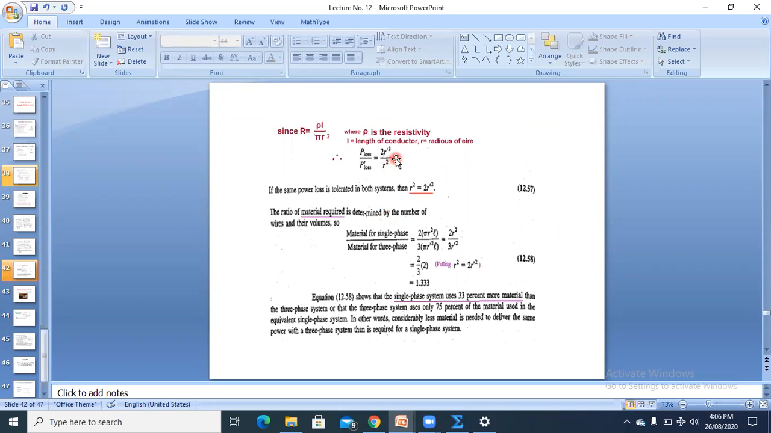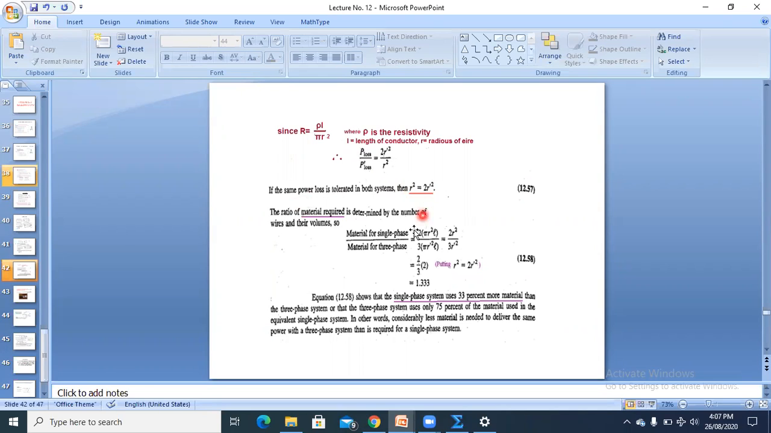So we want to convert this resistance into the form of radius. So we convert it in the form of radius, and we have the value of radius is 2R' square by R square. So if we consider the power loss in both systems is the same, so this ratio is 1, and we have R square is equal to 2R' square.